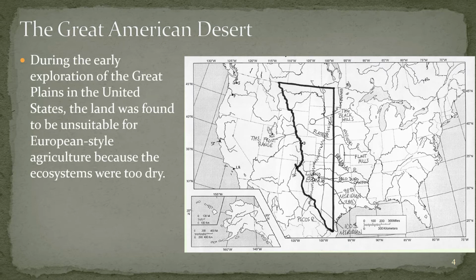During the early exploration of the Great Plains in the United States, basically as we invaded America and made our way westward, the land was found to be unsuitable for European-style agriculture because the ecosystems there were too dry. This area was called the Great American Desert.